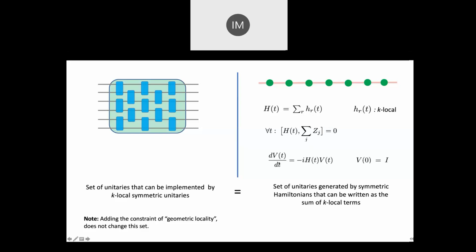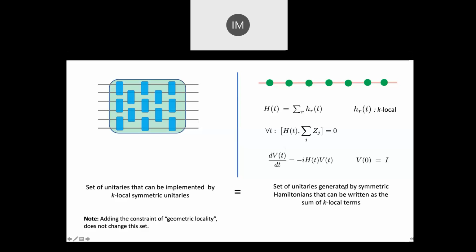Now the question is, what is the family of unitaries that can be generated under this family of Hamiltonians in the Schrödinger equation? It turns out that this set is exactly equal to the set of unitaries that can be implemented by k-local symmetric unitaries. One direction is kind of obvious, because any circuit can be thought of as a time-dependent Hamiltonian. So the left-hand side is included in the right-hand side, but you can also show that the right-hand side is included in the left-hand side. So by studying the family of unitaries generated by k-local symmetric unitaries, I can also study this question.